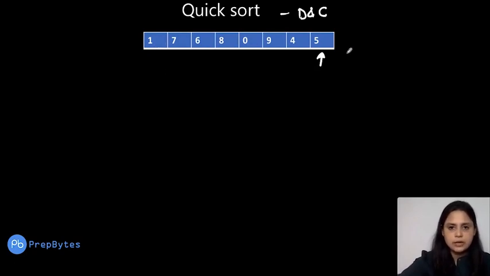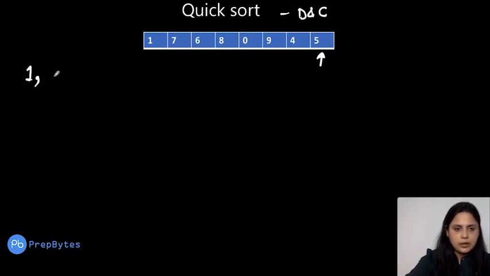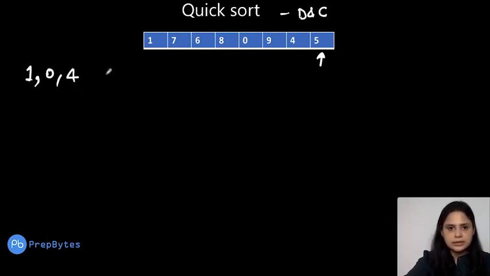So let's say in this case I choose 5 as pivot. So what are all the elements that are before 5, or less than 5? Let's say it's going to be 1, 0, and 4. These three are the elements that are less than 5. And what are the elements greater than 5? It's going to be 7, 6, 9, 8. Okay, now I got it.